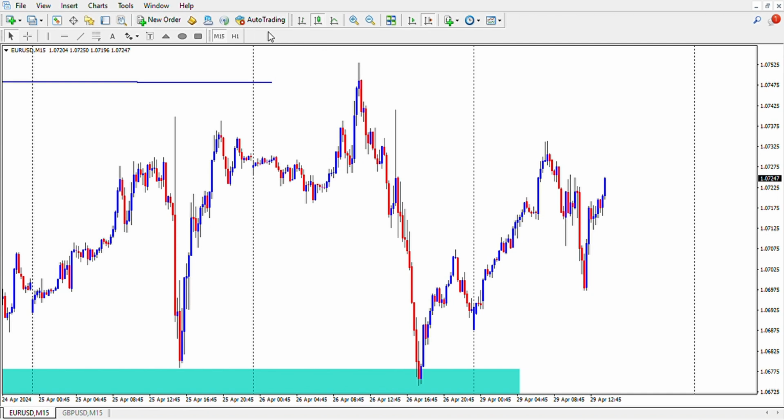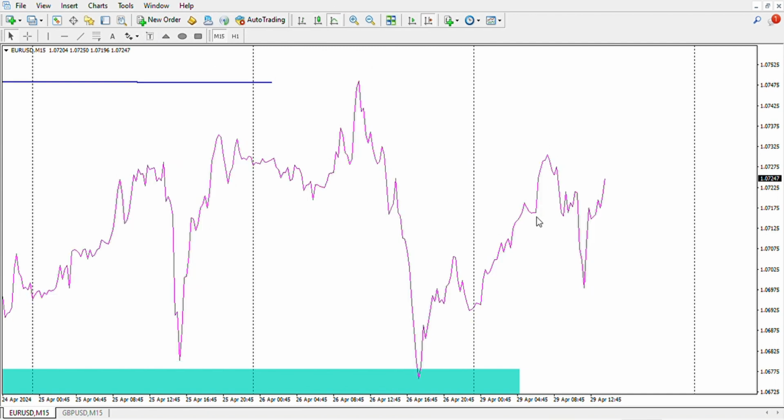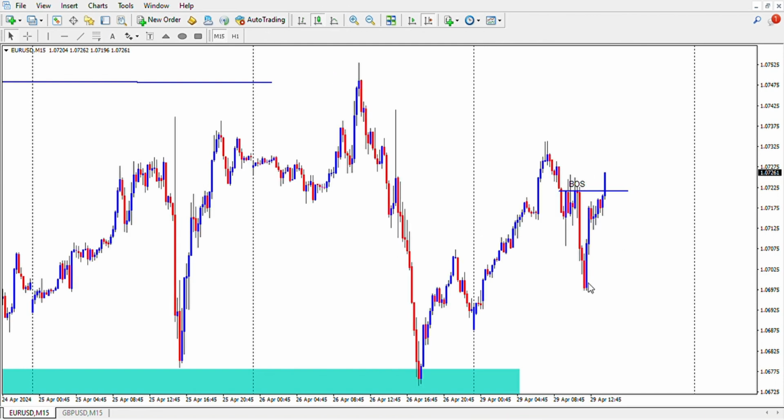We're just going to go to the line chart and see that it broke structure over there. So let's mark it as break of structure. It broke structure over there, and then the discount price is right down there. That's the demand zone.